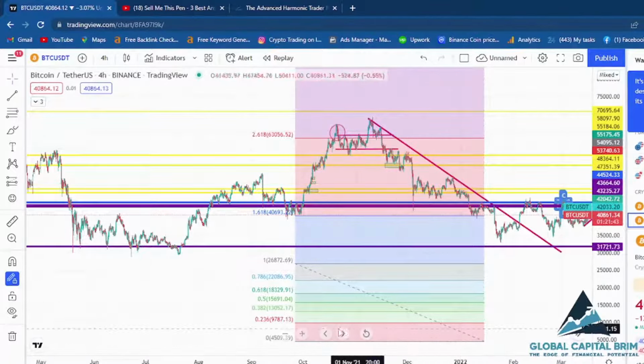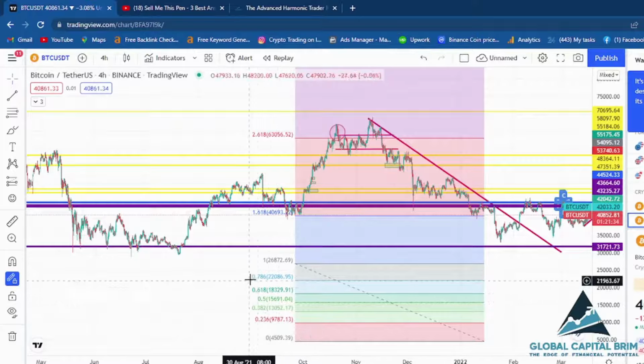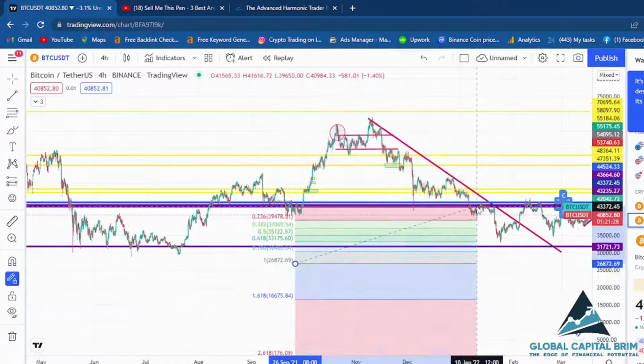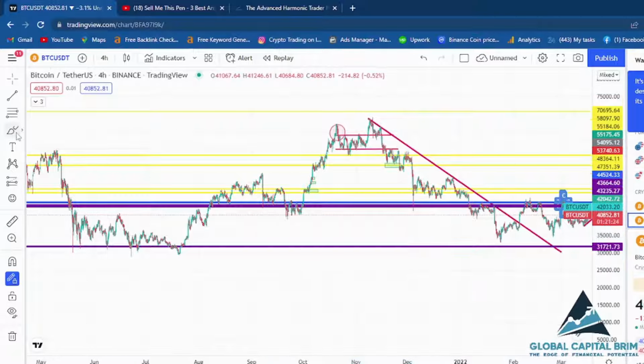So this is how they look. The levels start from 0, then 236, 382, 50%, 618, 786, and 100%. So these levels are vitally important when you're looking at the market retracing. So what I'm trying to explain is something like this.